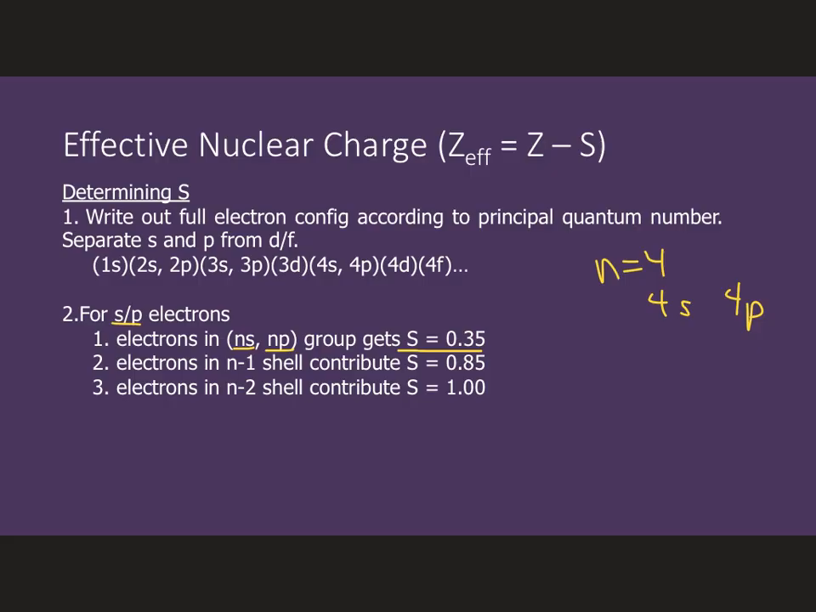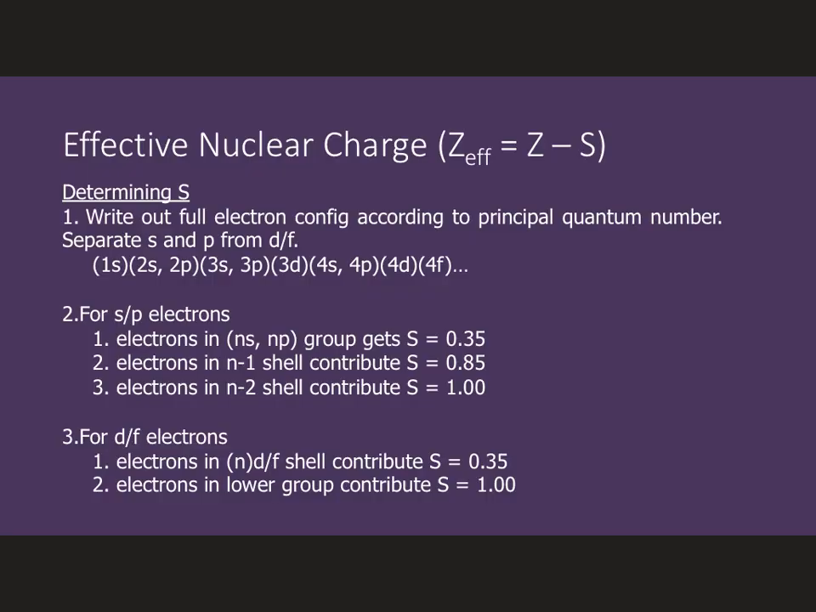Whereas if we go to lower shells, so now, for example, going down a shell to n equals 3, where I have the 3s and the 3p electrons, they are doing a better job of shielding because they're closer to the nucleus, so they get a 0.85. If we go down even further, n equals 2, where I've got my 2s and my 2p's, they contribute a full 1 to that shielding factor. Don't worry, we're going to see an example of this in a minute.